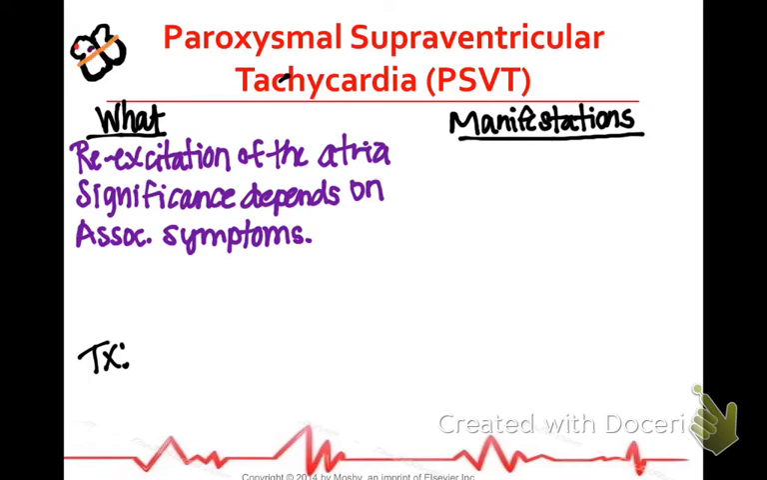Oh, I just drew, that's my little heart there. Looks like a butterfly. And I just drew that line to let you know it's above the ventricles and to help me remember to tell you that.